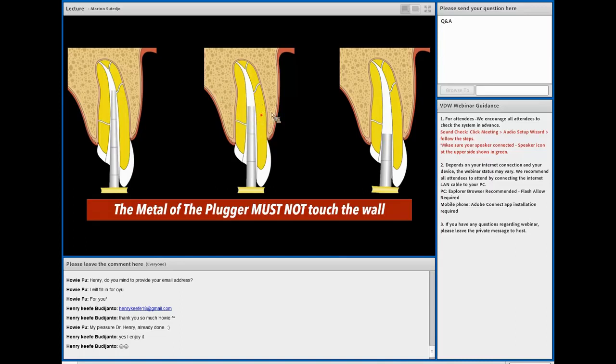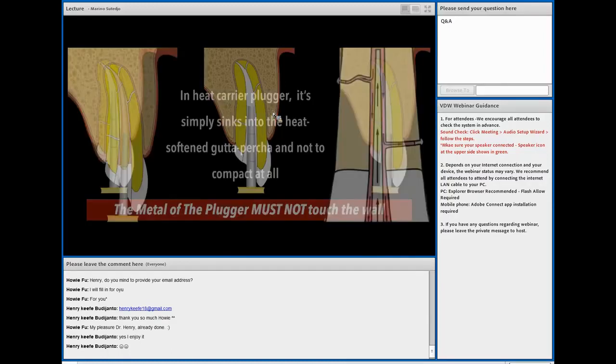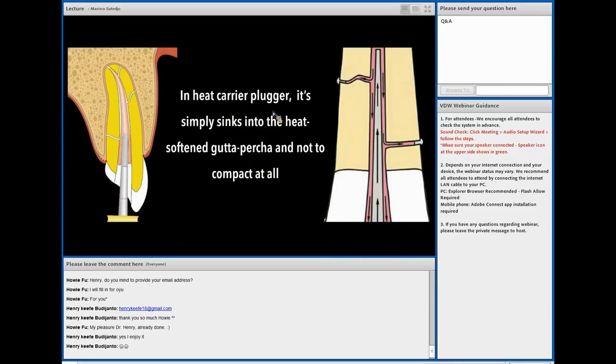Because if it is touching the wall, it means, number one, we will not be able to plasticize enough gutta percha. And definitely we can create an increase in temperature of the root surface, increasingly rapidly. And it will also endanger the bone and the surrounding periapical tissue. So we need to find the correct heat plugger that is not touching the wall, and it simply sinks into the heat-softened gutta percha.